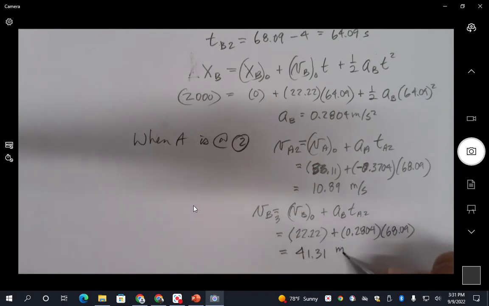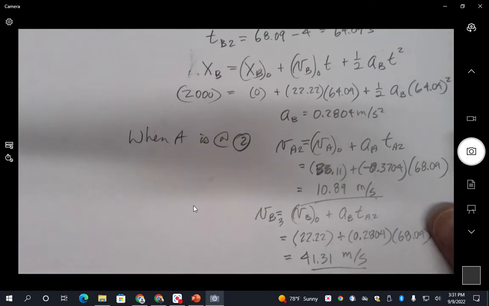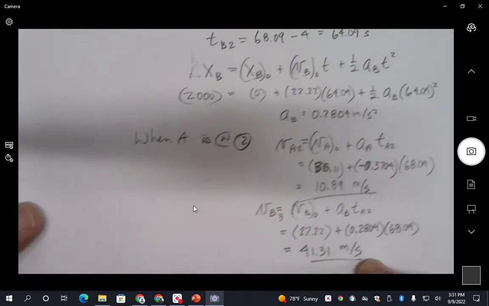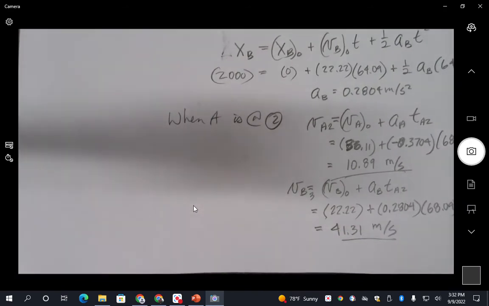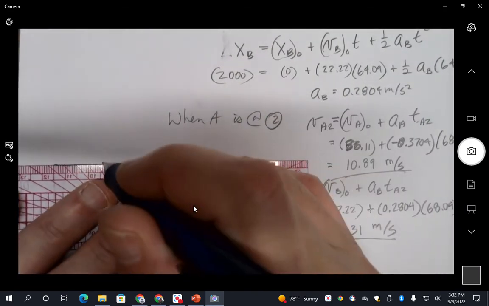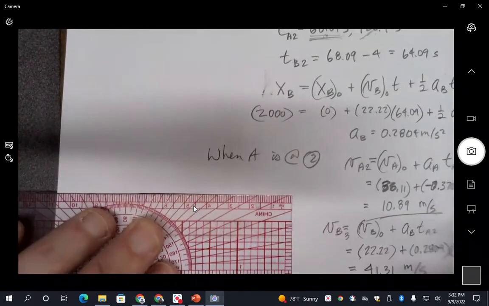41.31 meters per second, right there, right? So these are the two speeds that we get in this constant acceleration problem. But now we want to get the relative velocities of these things, right? So what we have, it's always helpful to make these triangles, and I'll keep it on the pad here because I have it.